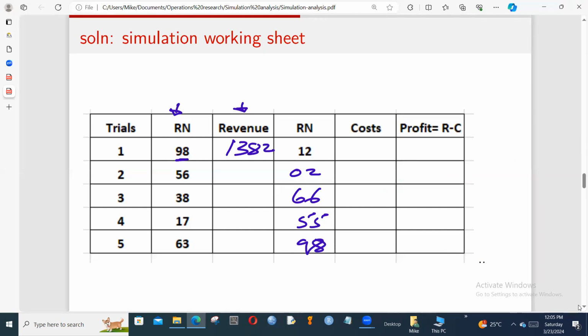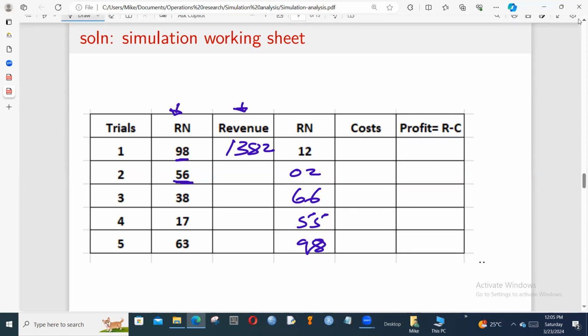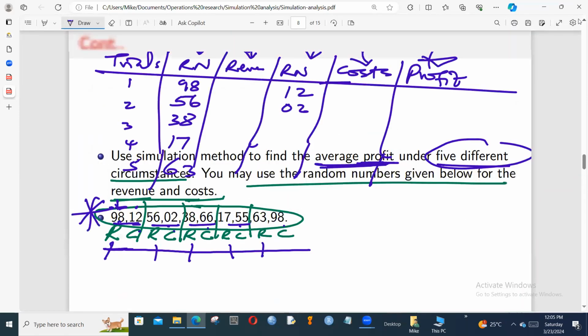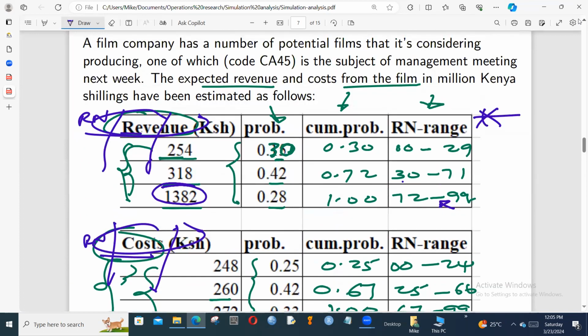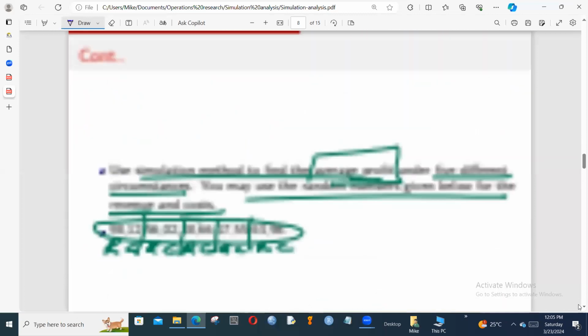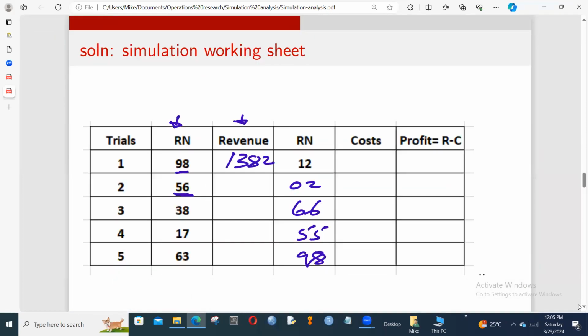Then we get the next one. The next random number given is 56. And we now check again that table where 56 is likely to lie. Which class will it lie in? 56 is actually here, between 30 to 71. And here the revenue that is likely to be fetched is 318. So we fill 318 as the revenue under this. Do you see that?